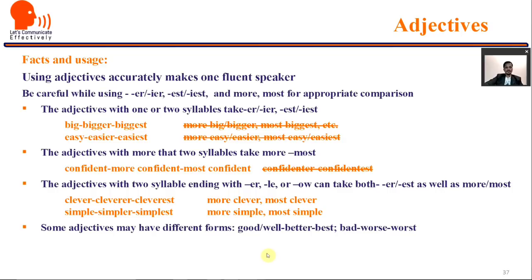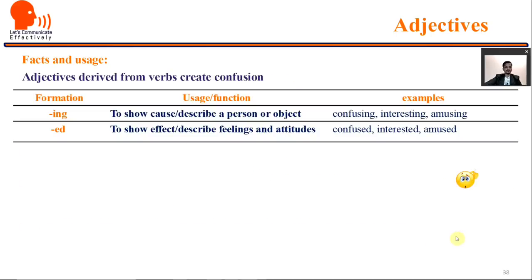Some adjectives may have different forms, like good and well, they have better and best as their forms. Bad has worse and worst. Nowhere is it er or est, nor more or most.